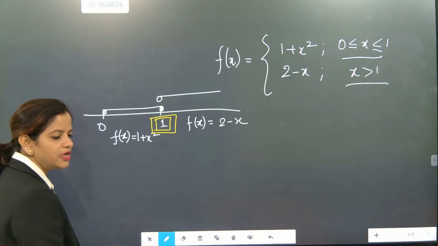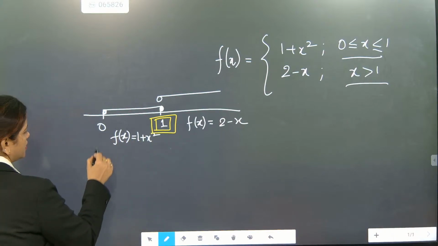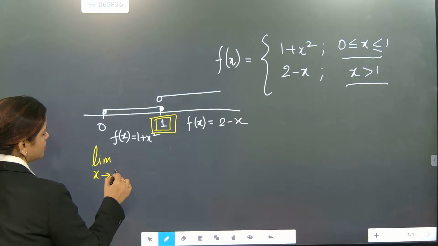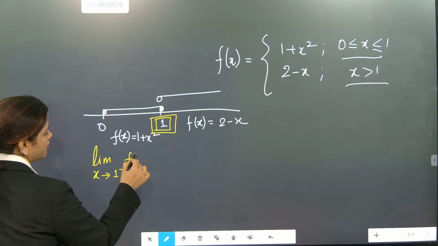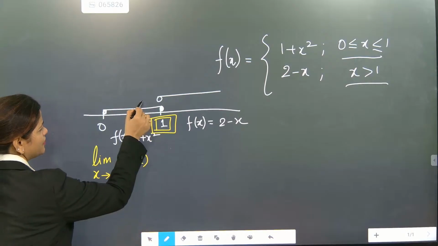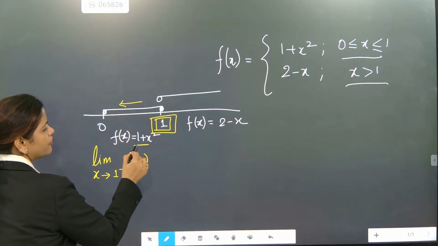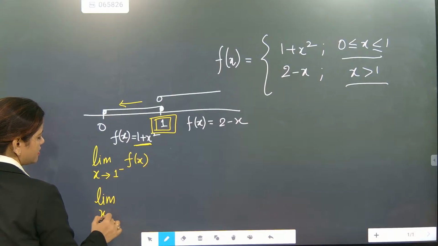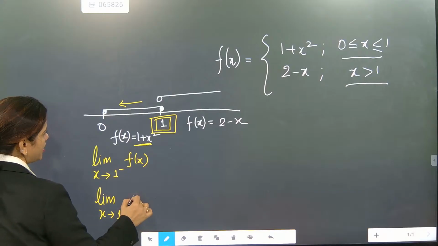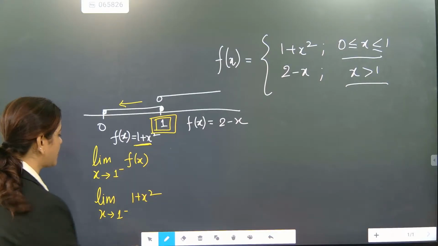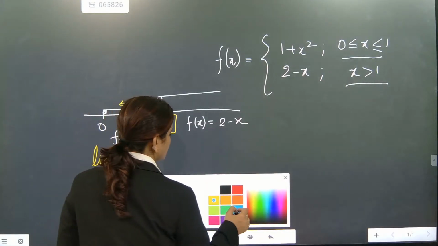Got it? So we are going to go left of it. Left of it means limit x tends to 1 minus f of x. So 1 minus means left side. Left side, what is the formula? This. So we will write limit x tends to 1 minus of 1 plus x square. Done.